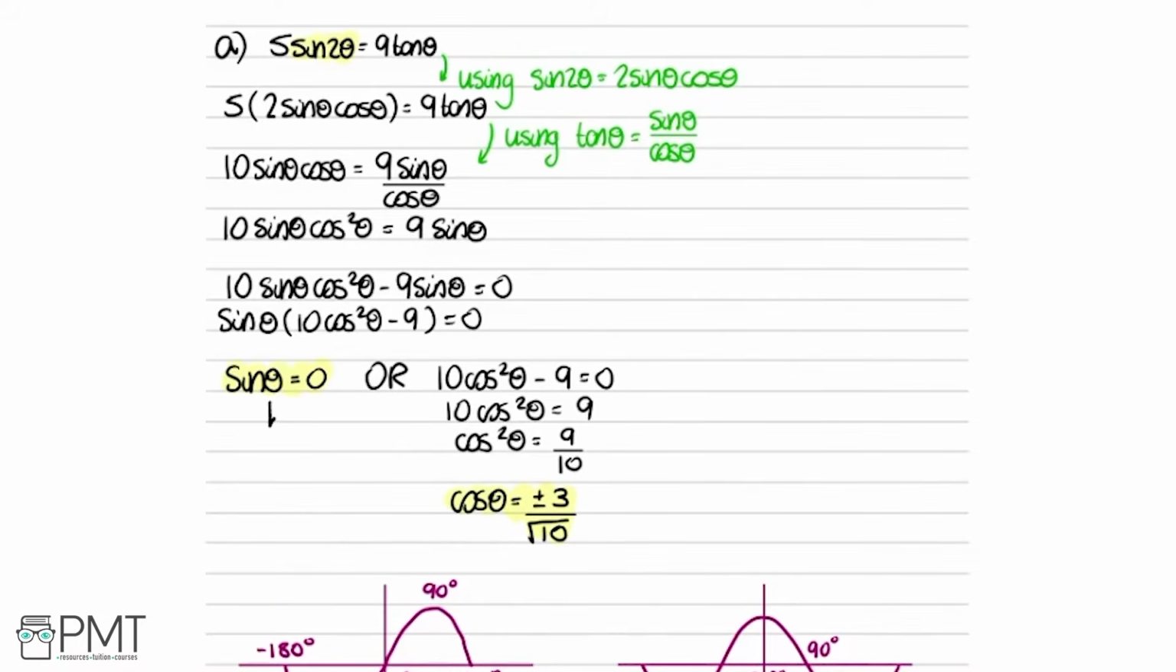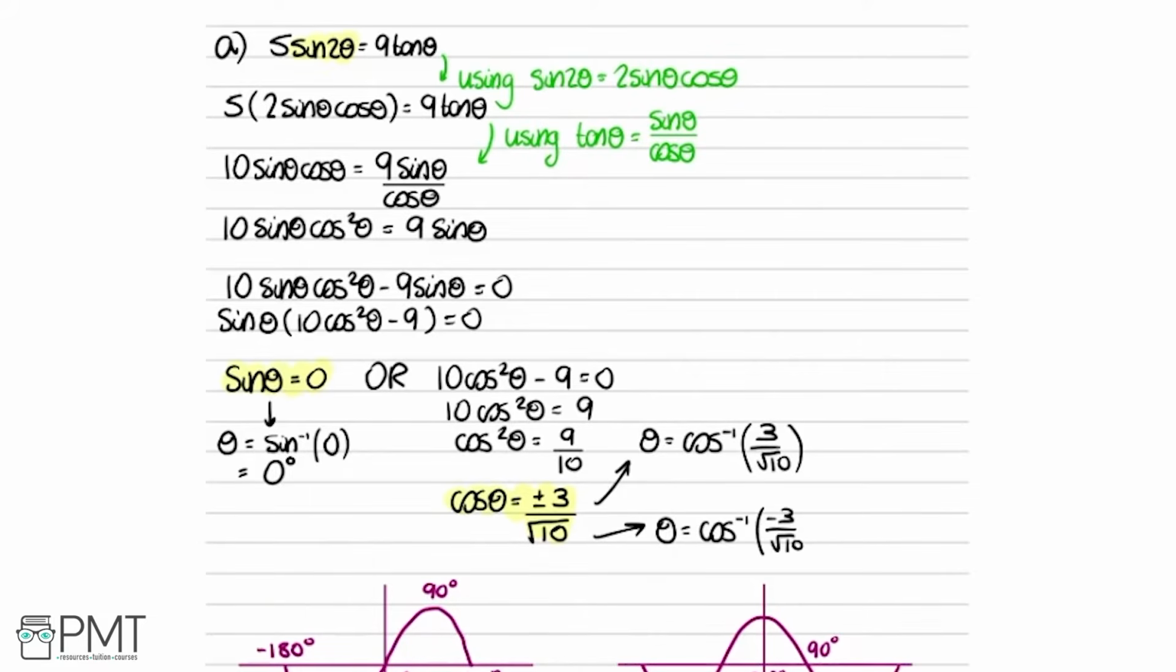So starting with sine theta equals 0 here, we say that theta equals inverse sine of 0, which, if you just put that in the calculator, you'll see is 0 degrees. I'm just going to work with the cos theta quickly now, and there are a couple of things we can do here. So theta equals inverse cos of positive 3 over root 10, or theta also equals inverse cos of negative 3 over root 10.